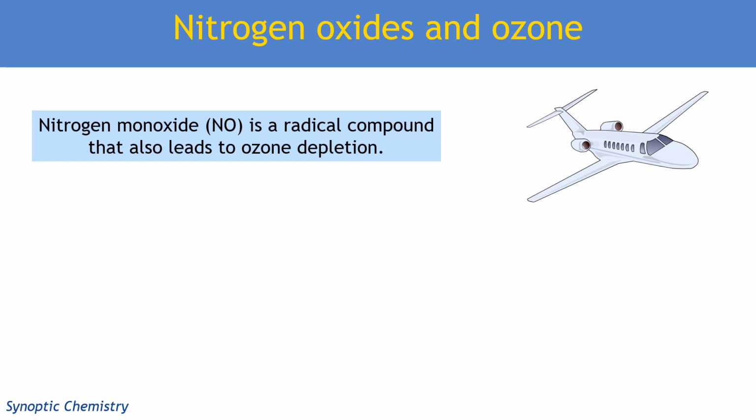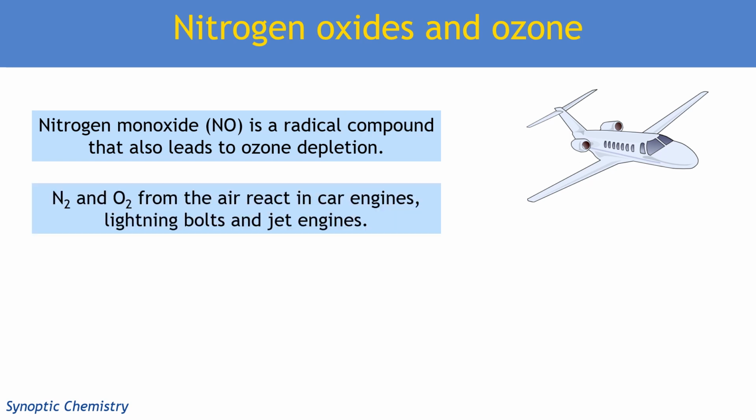So NO or NO2, so nitrous oxides generally, they're formed wherever the temperatures and pressures are high enough for nitrogen and oxygen from the air to react with each other. So this includes car engines, lightning bolts, and jet engines. So if it's formed close to the ground from a car exhaust, it's a very nasty pollutant.